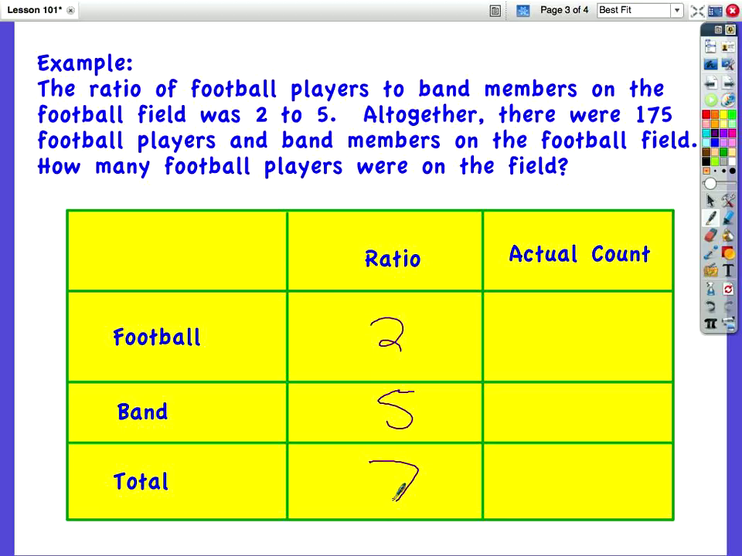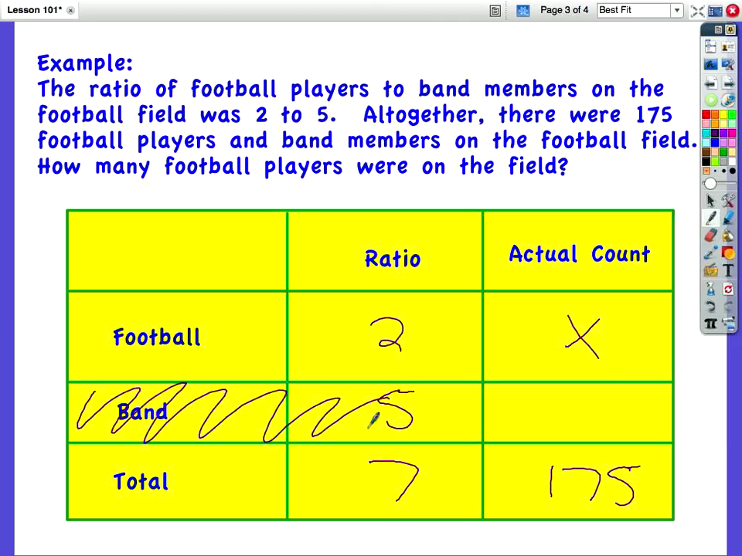It says altogether, so the total, there were 175 football players and band members on the field. The question asks me how many football players were on the field, so I'm looking for the actual count of the football players. Because of that, I can cross out band because it doesn't ask me anything about band. All I care about is the football players and the total. So I want to know 2 is to 7 as what is to 175.